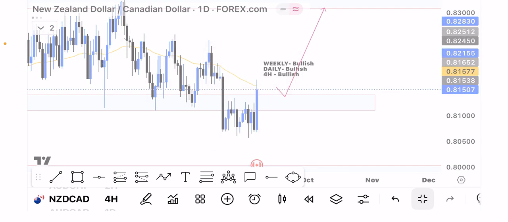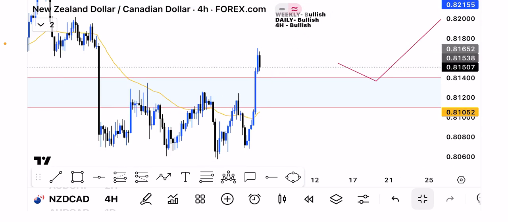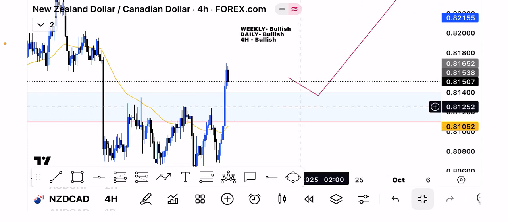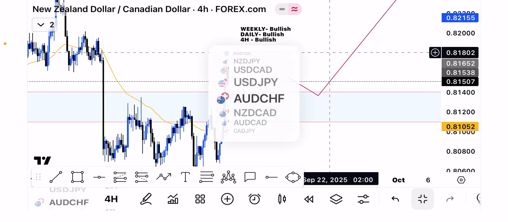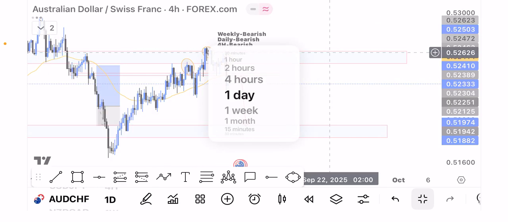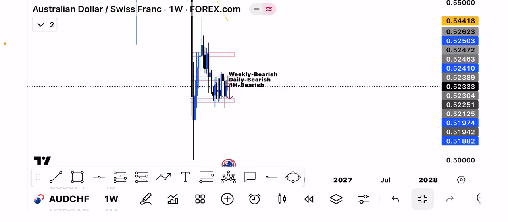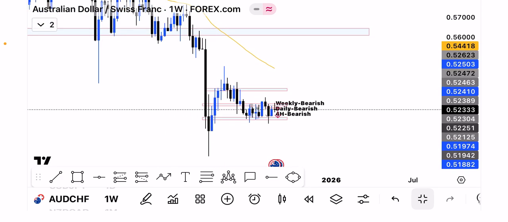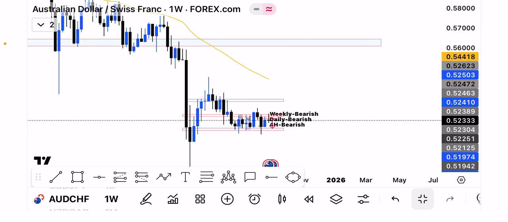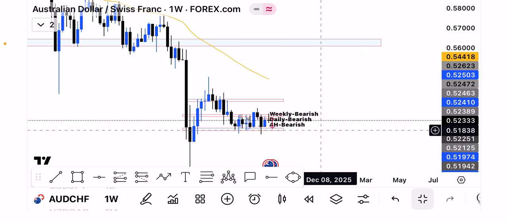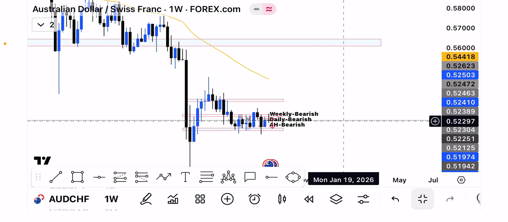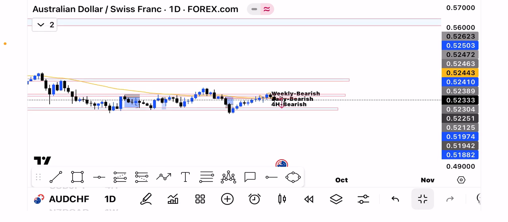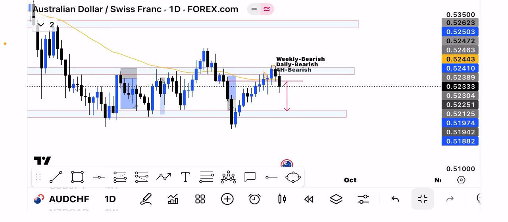So on the 4 hour too, we are bullish. So once price retests this zone here, I'll be looking to go long. So moving on to AUDCHF, you can see that the weekly is clearly bearish, but we'll be looking for entry around this zone here. So moving on to daily. Daily also is bearish.